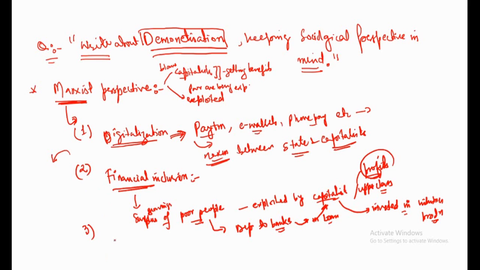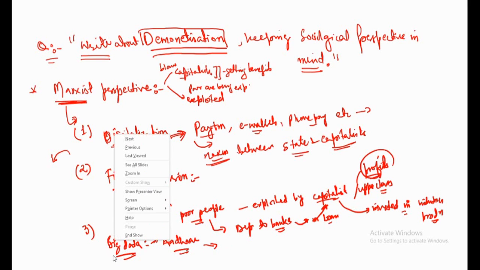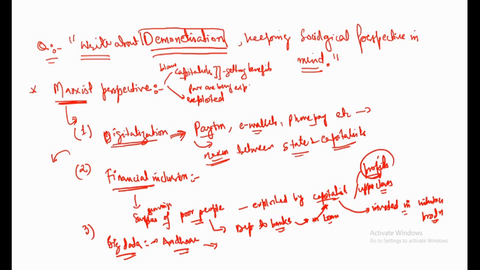Now we can also talk about big data. As we all know, when people open accounts in banks, their accounts were linked with Aadhaar, and it means that banks had the information about the people, and this information can be used for checking the consumption behavior of the people.